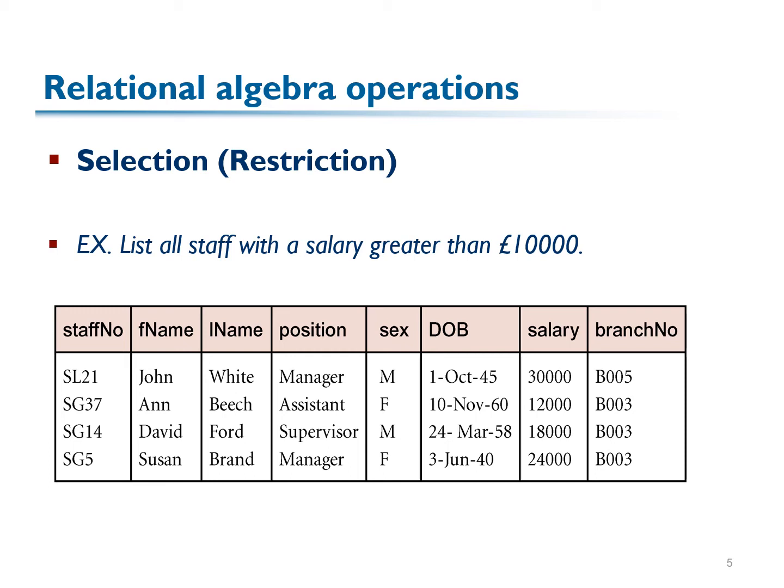In this figure we can see that John has a salary of 30,000, Anne has a salary of 12,000, David has a salary of 18,000, and Susan has a salary of 24,000. And this is what we specified in the predicate. All of them have a salary of more than 10,000.